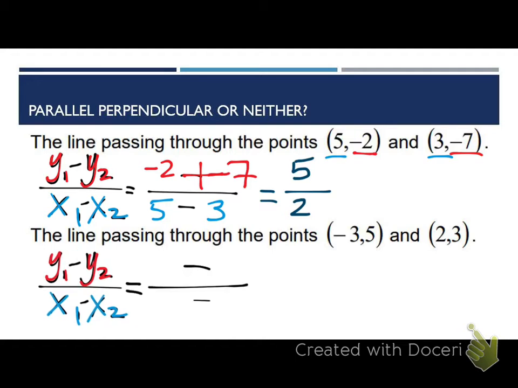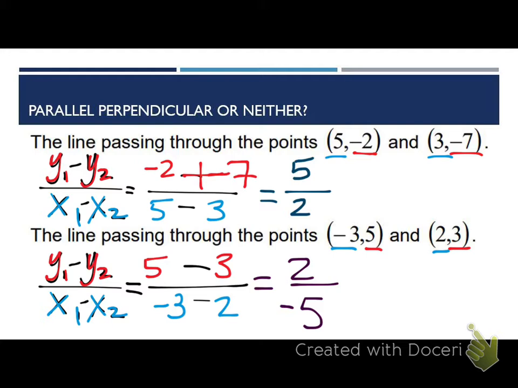So we're going to do the same thing below using y1 minus y2 over x1 minus x2. My first y is 5. My second y is 3. My first x, negative 3. My second x is 2. 5 minus 3 is? 2. And then minus 3 minus 2, negative 5. So are these parallel, perpendicular, or neither? These are perpendicular again. They're the opposite sign and then flipped of each other.